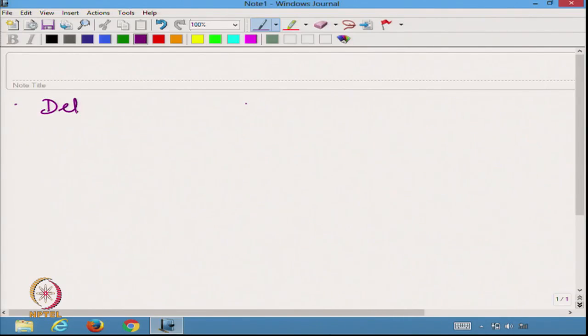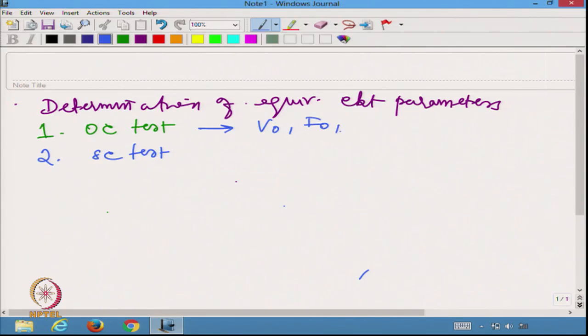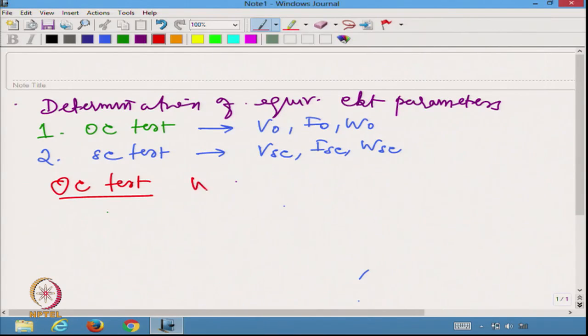Good morning. In the last class we had seen the determination of the equivalent circuit parameters of a single phase transformer. We looked at two tests, the open circuit test and the short circuit test. In the open circuit test we get three readings, V naught, I naught and W naught, and in the short circuit test again three readings, VSC, ISC and WSC.